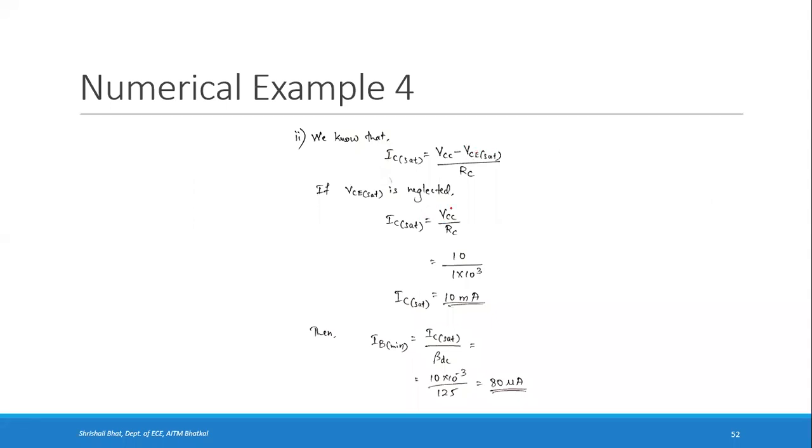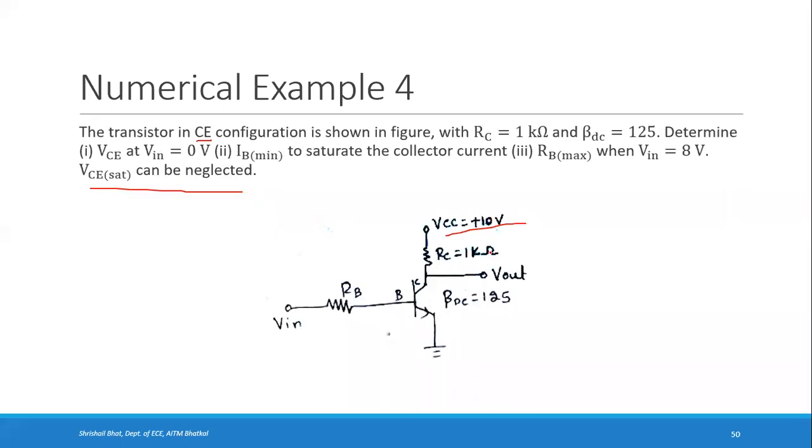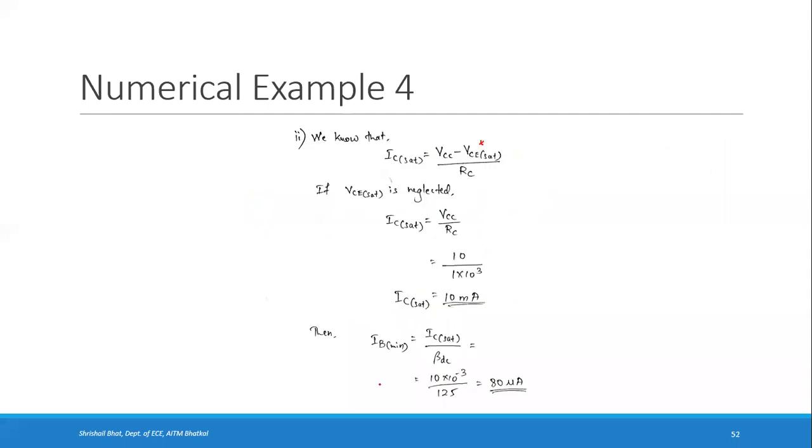So IC sat will be equal to VCC minus RC, because we have neglected this term. Then if you substitute the values of VCC and RC, VCC is 10 volts, RC is 1 kilo ohm, you get the saturation value of IC as 10 milliamps. 10 by 1K is 10 milliamps.